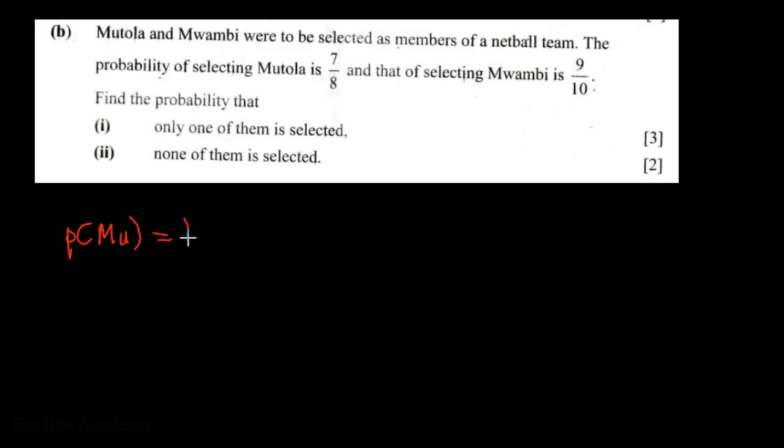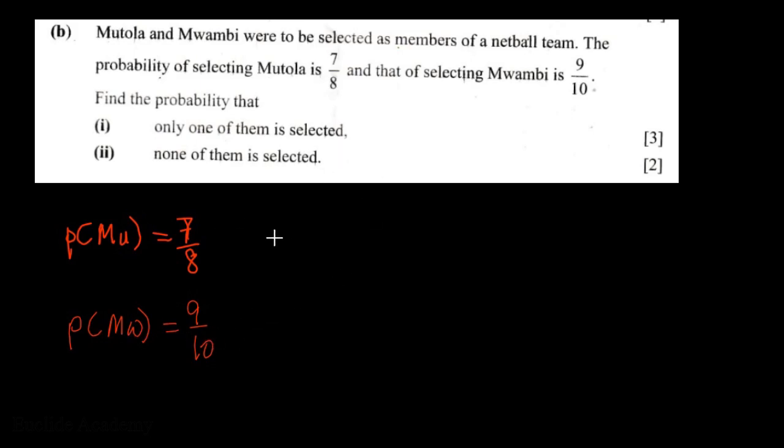which is 7/8, and the probability that is for Mwambi, we use MW for Mwambi, is equal to 9/10. So that is the probability for Mwambi and the probability for Mutola. If the probability of picking Mutola is 7/8, the probability of picking Mwambi is 9/10.